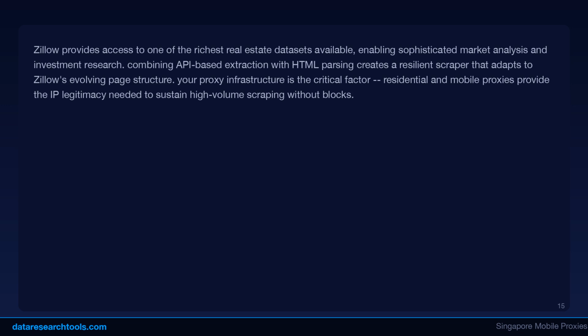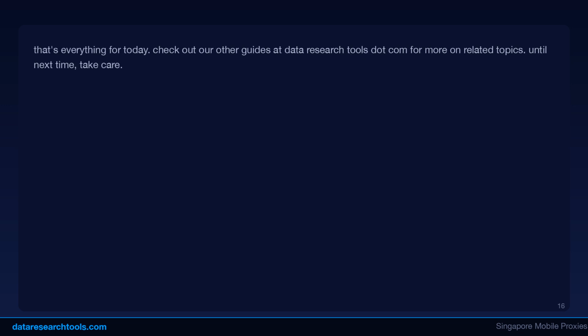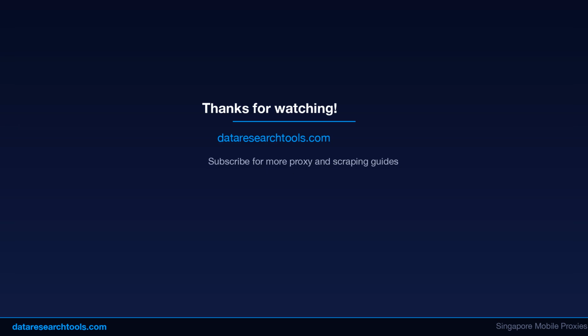Zillow provides access to one of the richest real estate datasets available, enabling sophisticated market analysis and investment research. Combining API-based extraction with HTML parsing creates a resilient scraper that adapts to Zillow's evolving page structure. Your proxy infrastructure is the critical factor. Residential and mobile proxies provide the IP legitimacy needed to sustain high-volume scraping without blocks.